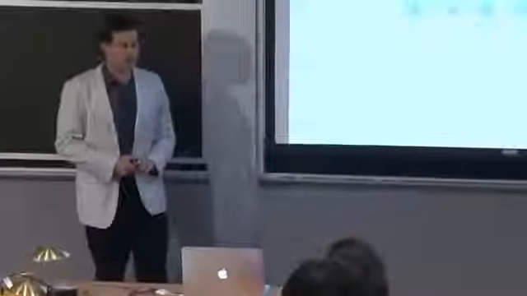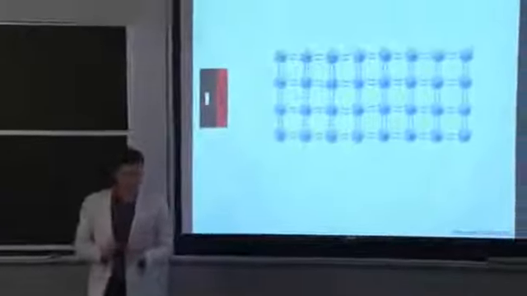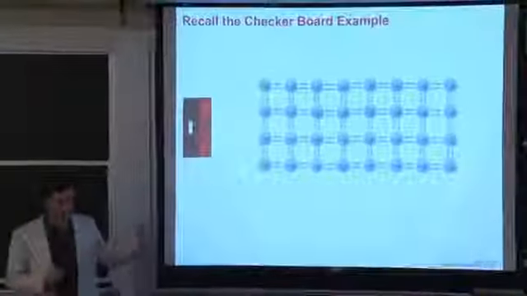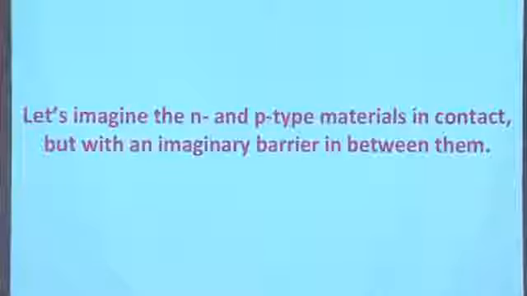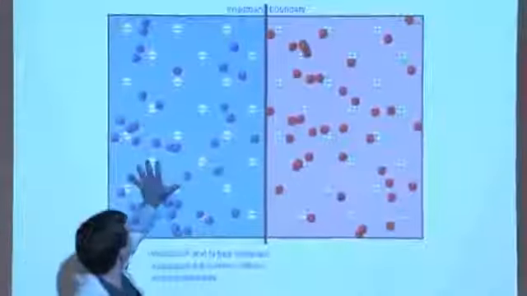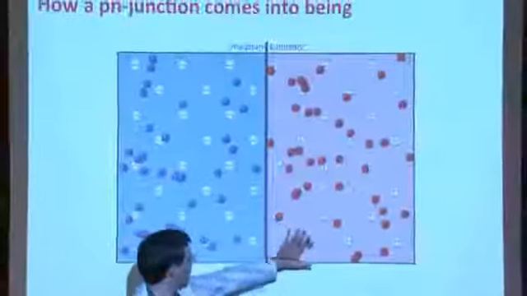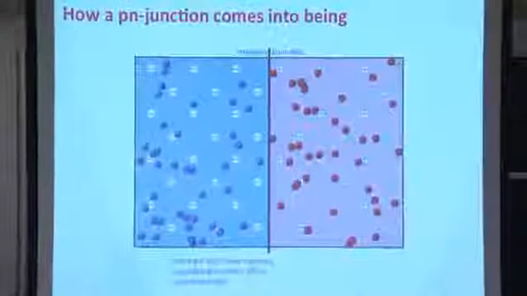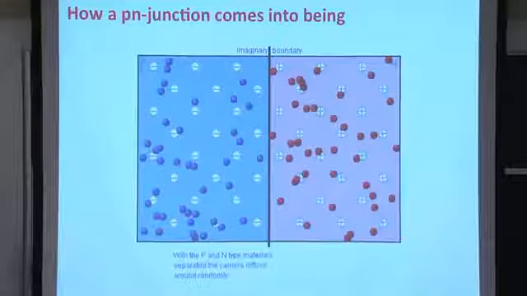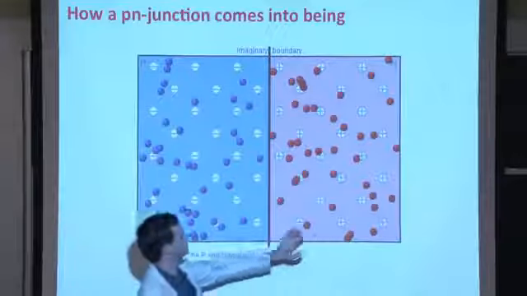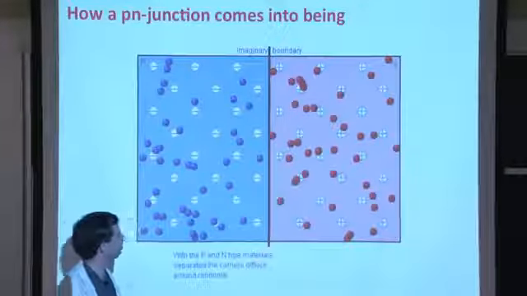OK, so I want everybody to upload into the RAM the checkerboard example that we went through, because this will be important for understanding the next few slides. So let's imagine these N and P-type materials are in contact, but there's this imaginary barrier right between them. Here are P-type materials, here are N-type materials, and let's parse through this figure. Let's dwell just a minute. So we have this imaginary boundary between P-type material over here and N-type material. The boundary is right here in the middle.